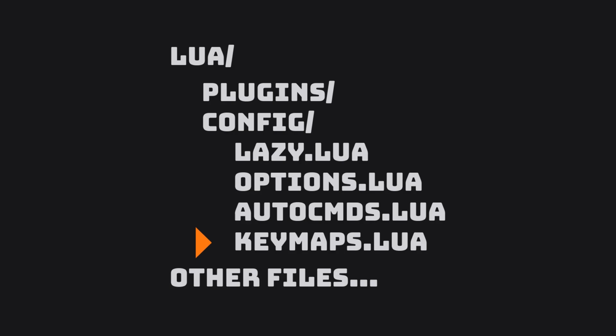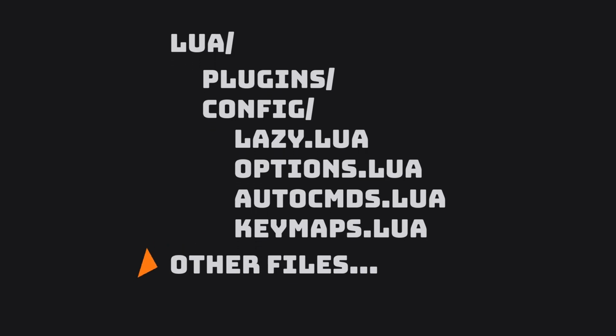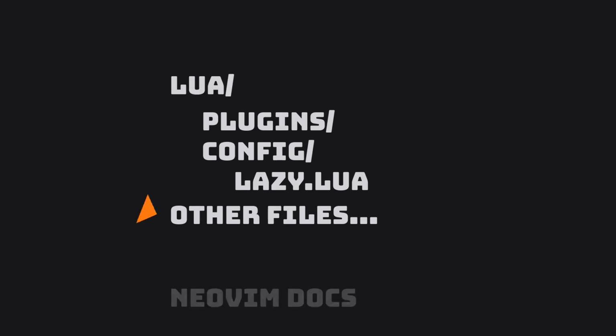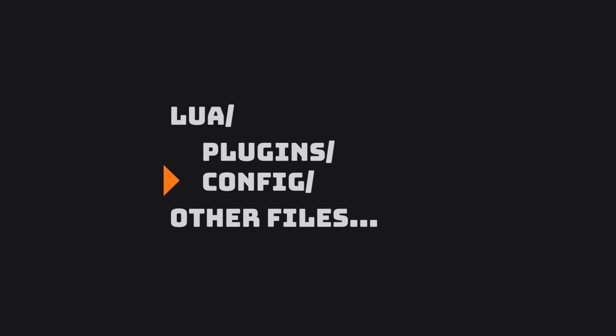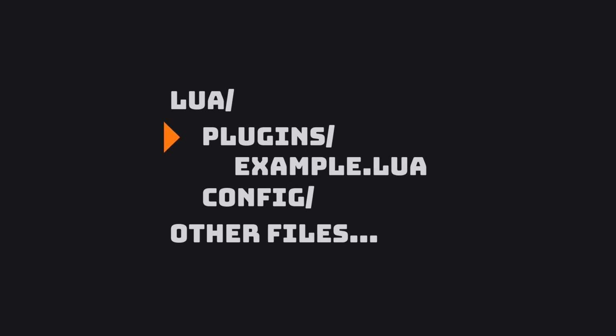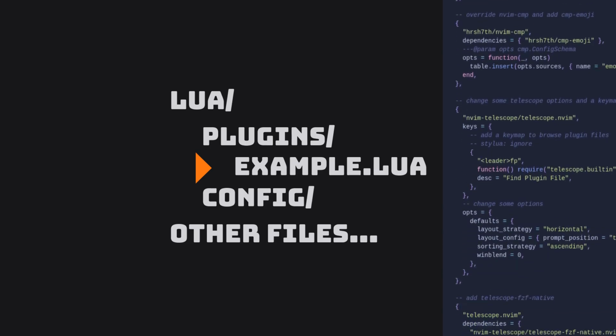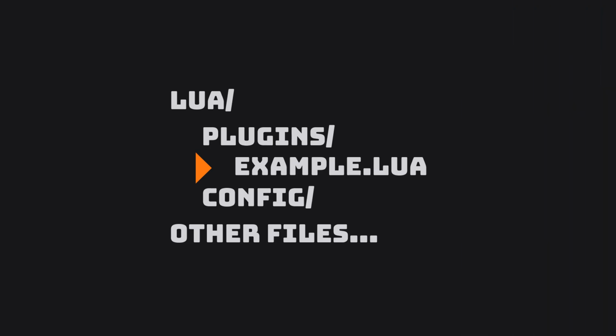If you have no idea what Neovim options or auto commands are, I highly recommend you check out the Neovim documentation, and even though it's really long and boring, I definitely learned a lot from it. Okay, now we'll switch to the exciting part of the Lua folder, the plugins folder. Inside of this folder, you'll see an example.lua file. This file is just an example of how to change plugins and make customizations to already installed plugins.